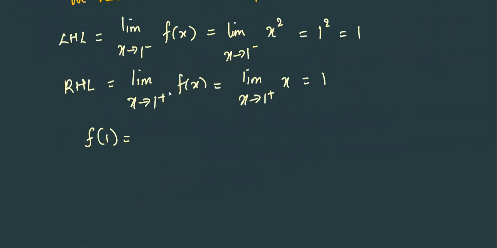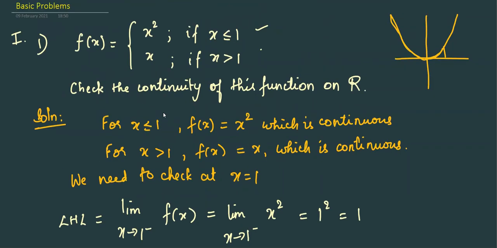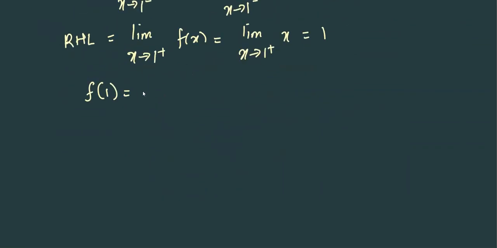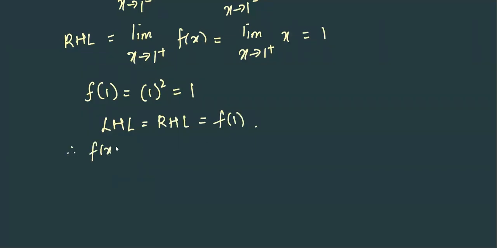Third point is f of 1, which is defined by x square, so 1 square, which is 1. So left hand limit is equal to right hand limit is equal to function value at 1. Therefore, function is continuous on R.